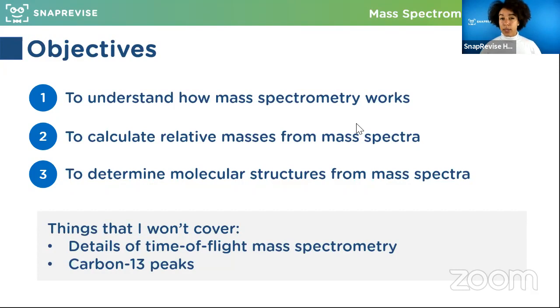So what are we going to be covering? We're going to be covering how mass spec works, how to calculate relative mass from your mass spectra, and how to determine molecular structures from mass spectra. We are doing the basics of time of flight to understand how mass spec works, but we're not going into the fine details that belong specifically to time of flight mass spectrometry, which is just one type of mass spec. We're also not going to be looking at anything to do with carbon-13 peaks, because that's another detail you can learn by yourself. It's kind of memorize-y, so we won't be doing that.